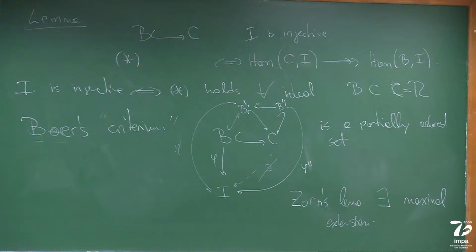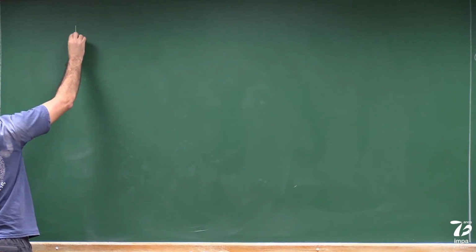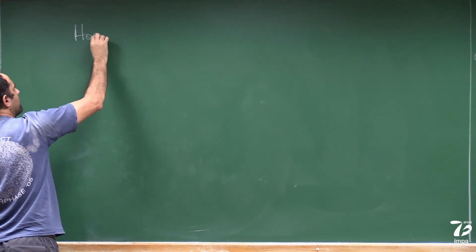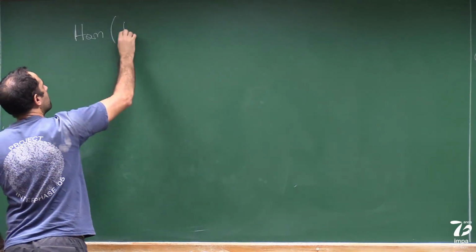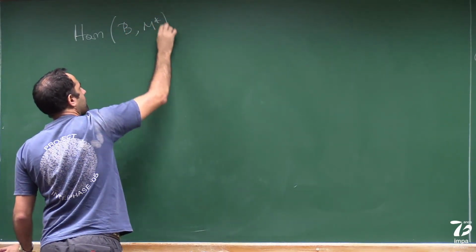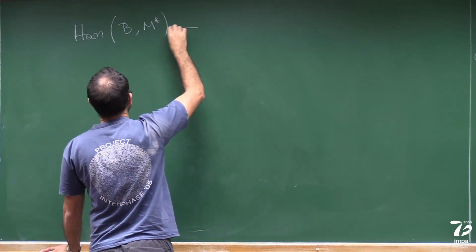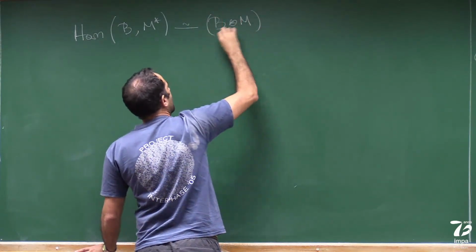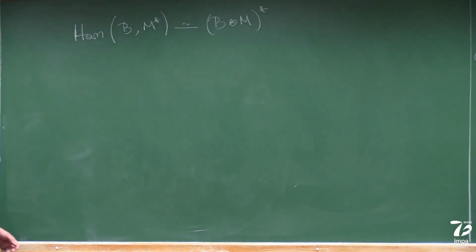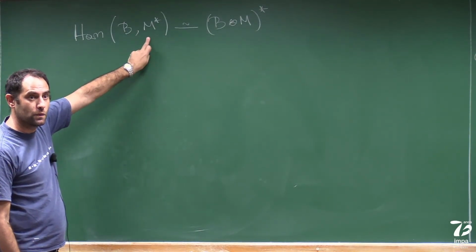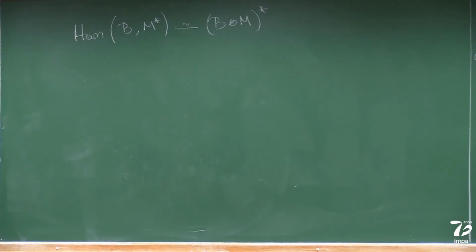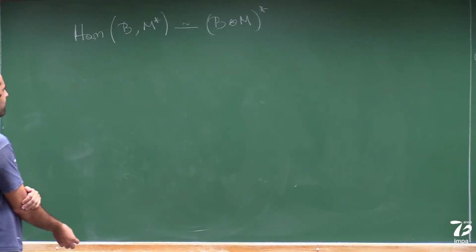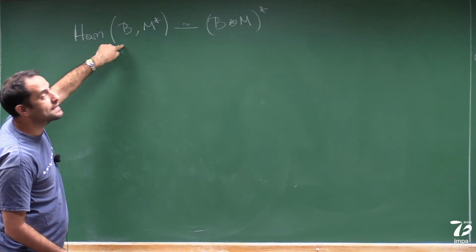All right, so the next ingredient I want to use is the following. We've already used this. We've already used that. I think it was of this form. I was looking at maps from B to M star, and I've said that this was the same thing as looking at B tensor M star, and this was the Hom tensor adjunction, right? Because this guy here is a Hom to Q mod Z.